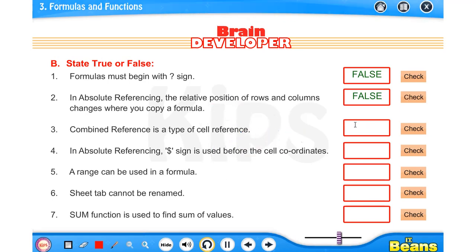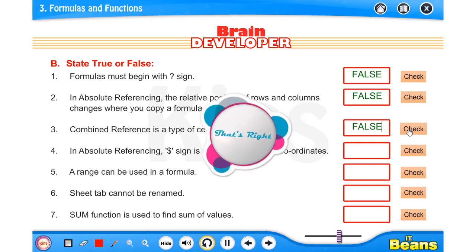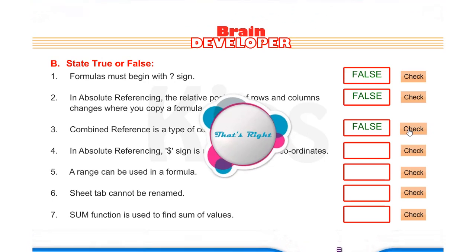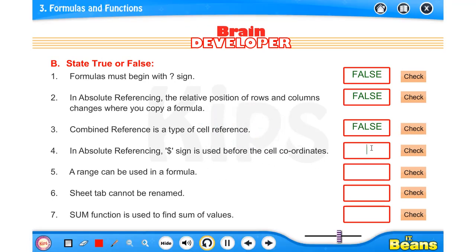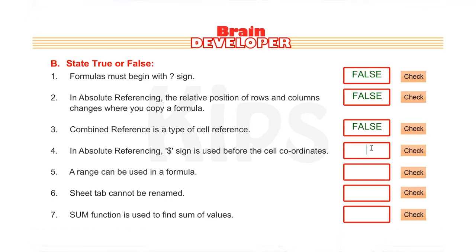Now the third one: combined reference is a type of cell reference. Is it so? I am waiting for your response. No, it should not be true, beta. In place of combined, it should be mixed reference. Combined is not a cell referencing. So it is also false. Yes, the next one we are doing. In absolute referencing, dollar sign is used before the cell coordinates.